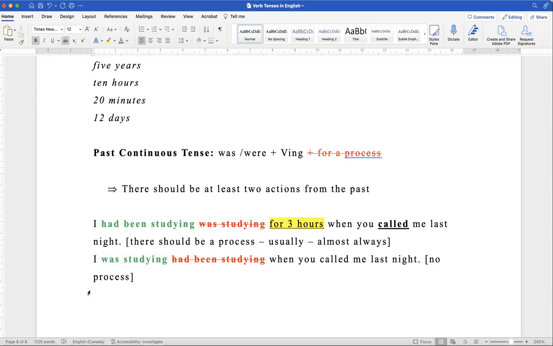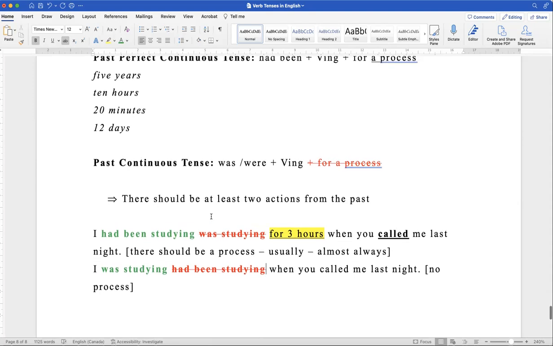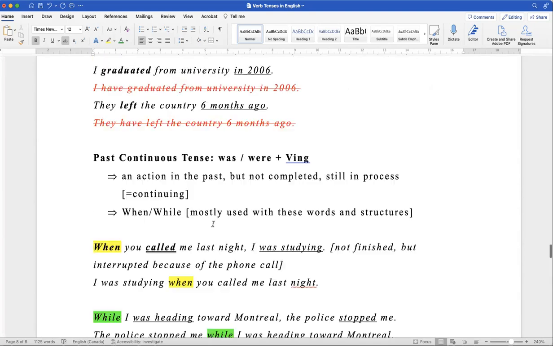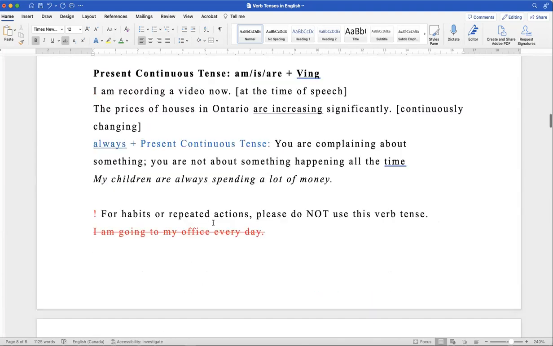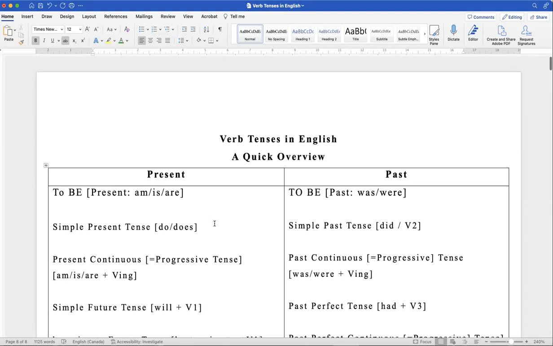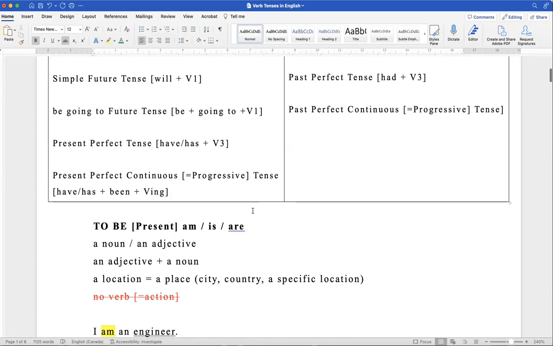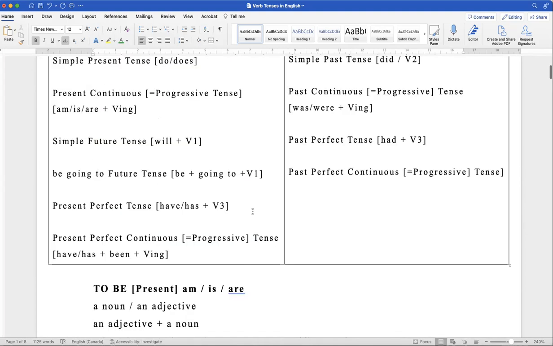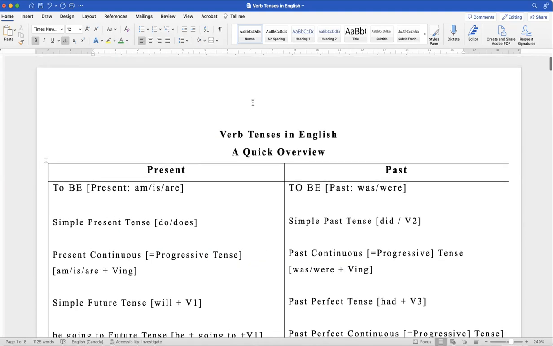So that's all about the verb tenses. This is just, again, a quick overview of the basic forms, structures, and also a basic usage of the verb tenses. This information will be enough for IELTS writing or the speaking section. You need to watch it, you need to take some notes. And if you have any questions, please feel free to let me know.